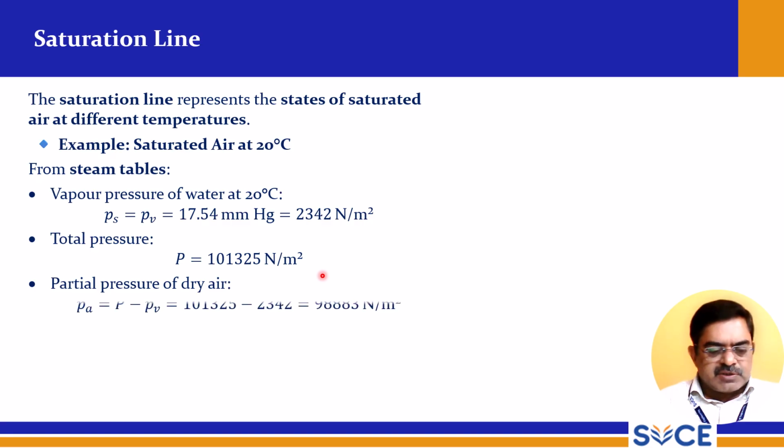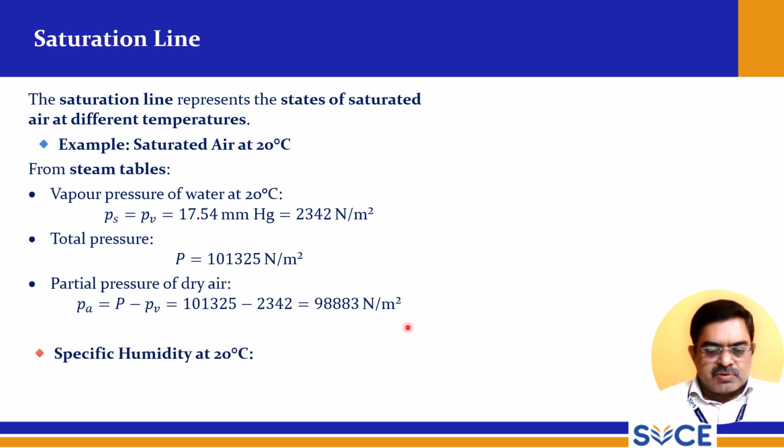The partial pressure of dry air we can find as P minus PV, so this minus this gives 98,883 Newton per meter square.